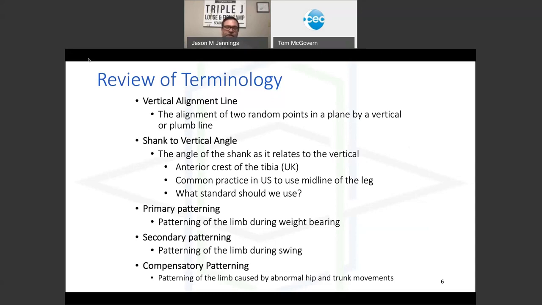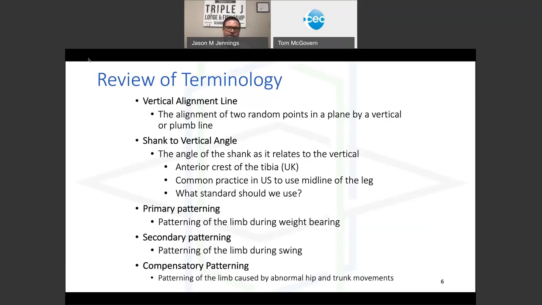For example, Elaine Owens in the UK uses the anterior crest of the tibia. I think it's more common practice in the US to use the midline of the leg, and that's what I use. But what should the standard be? Because when you write a paper and you read specific angles and try to correlate them to an orthotic alignment, if we're not speaking the same language, we're not talking about the same alignment.